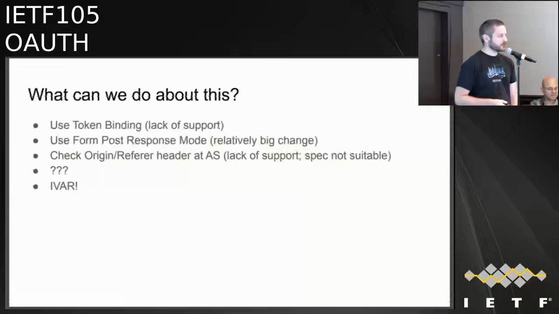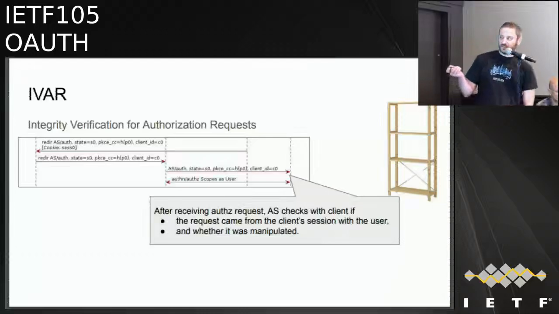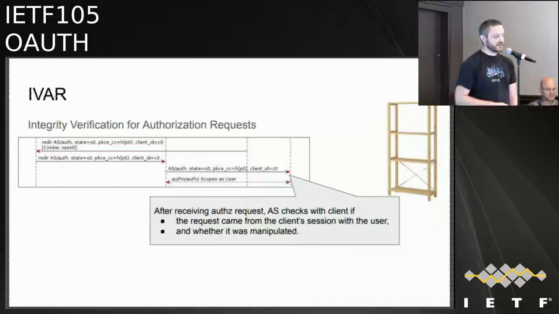I discussed this with John yesterday, and we came up with a new mechanism, a relatively simple mechanism, which could defend against this attack. And I called this mechanism IVAR, which may or may not resemble Scandinavian furniture. But it stands for Integrity Verification for Authorization Requests. The idea is, as I said, relatively simple. The AS needs to check that the authorization request actually comes from the client itself, not from the attacker. So the attacker didn't forward anything to the user's browser. How would it do that?